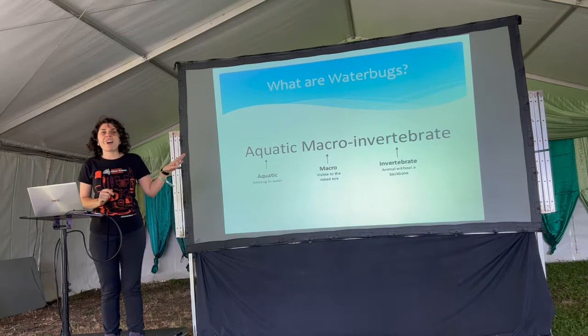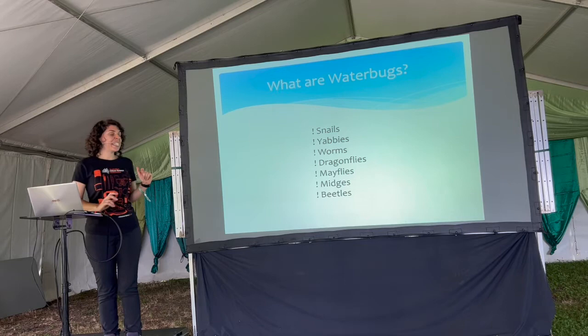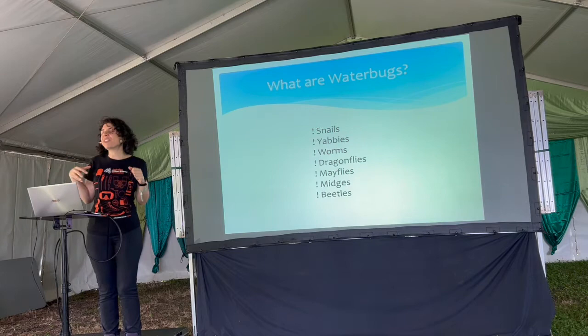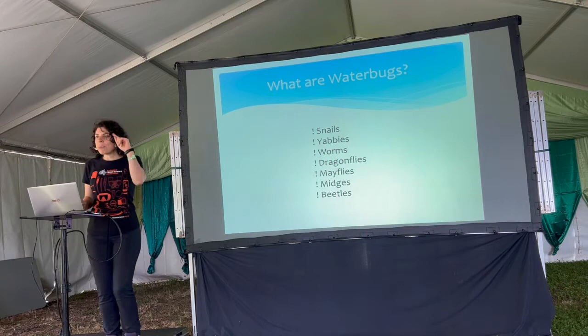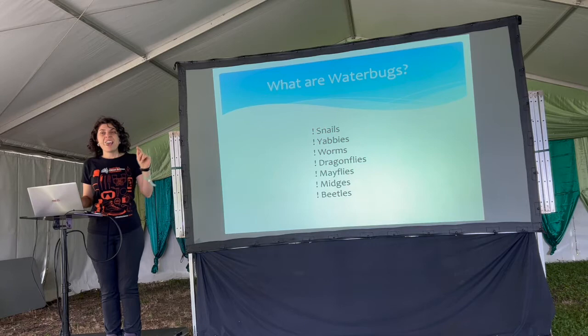So a lot of the things that we're talking about are things like snails and yabbies and things that you often see flying near water, like dragonflies and mayflies, and even midges and beetles and things like that. So those are the sorts of things that we're talking about when we're looking at water bugs. Remembering the invertebrate no backbone part, that means we're not looking at fish and we're not looking at frogs or tadpoles either. Okay, very important to remember that.